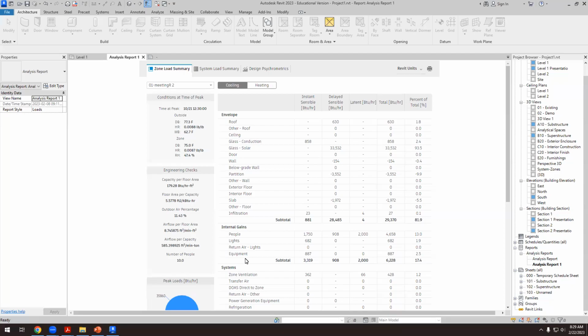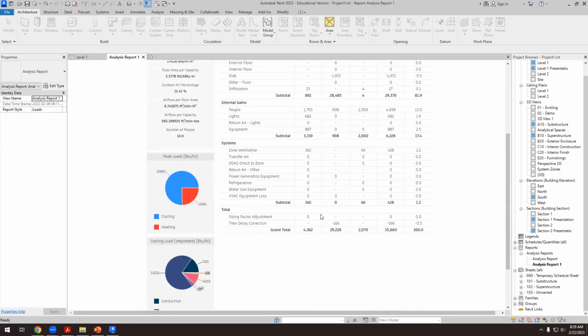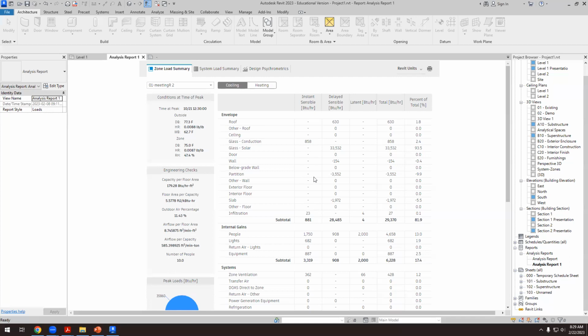So when we have this report in Revit, we have a lot of very useful information here. We have the envelope and the heating loads through the roof, through the glass, conduction and solar. This is cooling: solar and conduction. If we are in this meeting room with a lot of glass, solar is always the most relevant heating or cooling load that we can have. And here we have infiltration.